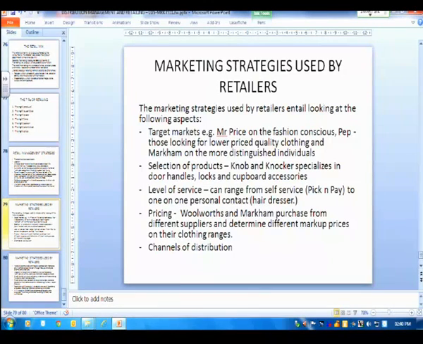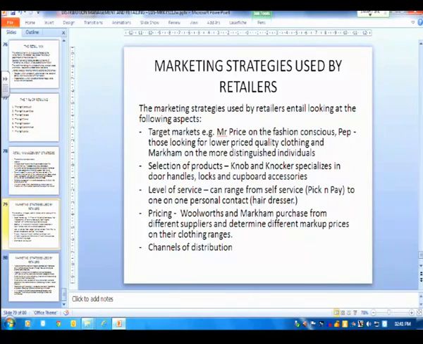Marketing strategies used by retailers. The marketing strategies used by retailers entail looking at the following aspects. 1, target markets. For example, Mr Price targets the fashion conscious, whereas PEP targets those looking for lower priced quality clothing, and Markham the more distinguished individuals. 2, selection of products.